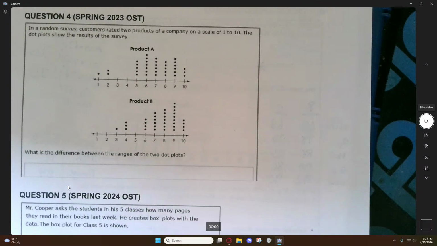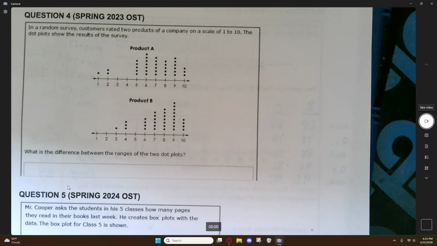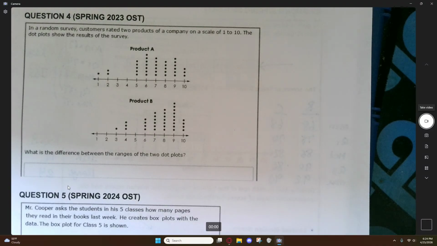Question 4. In a random survey, customers rated 2 products of a company on a scale of 1 to 10. The dot plots show the result of the survey. What is the difference between the ranges of the 2 plots?